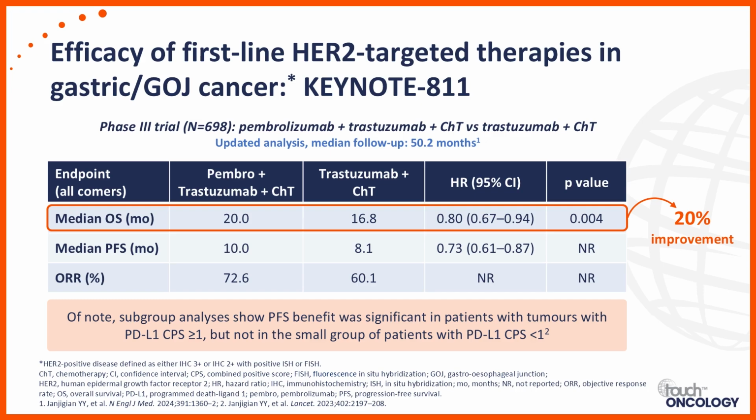First-line gastric cancer, the prognosis is dismal. If you look at that a few years ago, the median survival was less than 12 months. With the TOGA study, it increased a little bit. And now we are at around 20 months with pembrolizumab, trastuzumab, and chemotherapy. This became a new standard.